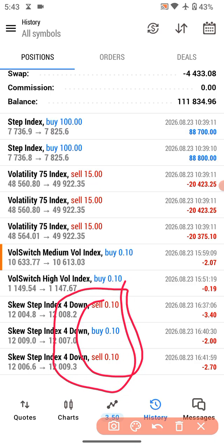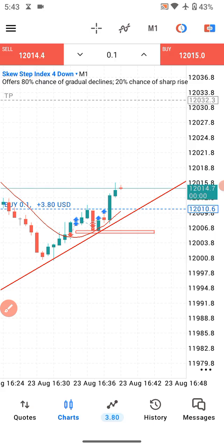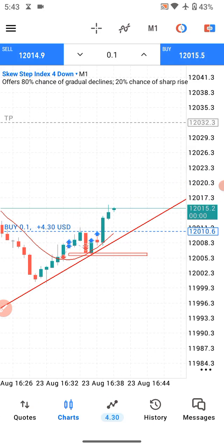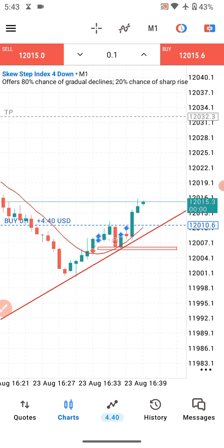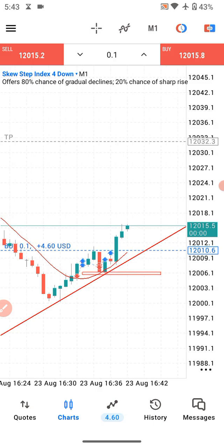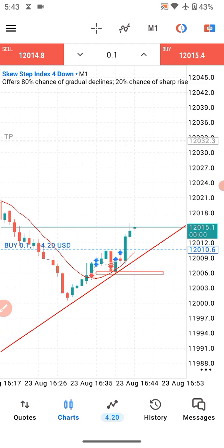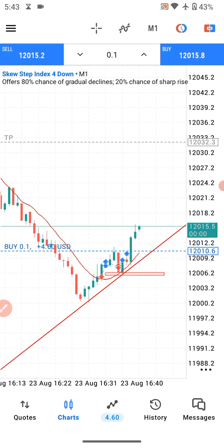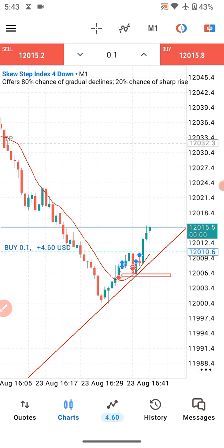Now these are the losses I've had. Let's see how it goes. I like this asset because of its straight movement. It offers 80% chance of gradual declines and 20% chance of sharp rise. Looking forward to investing in this asset in the nearest future.